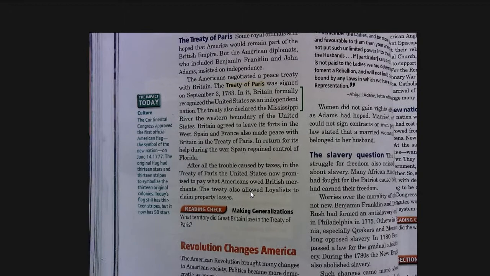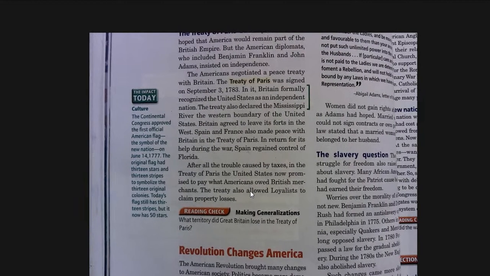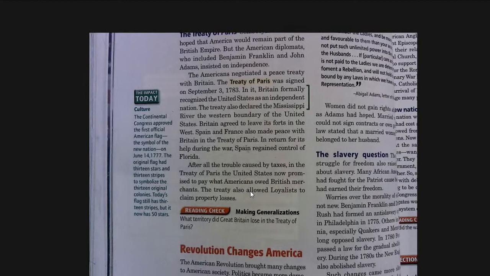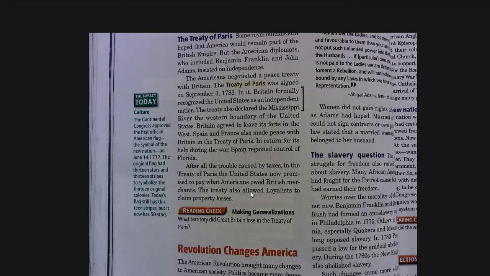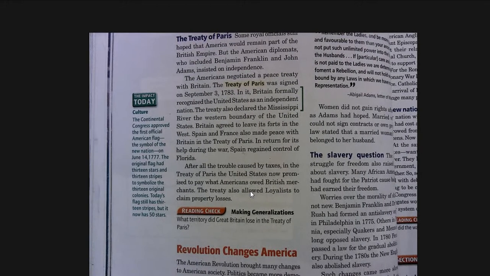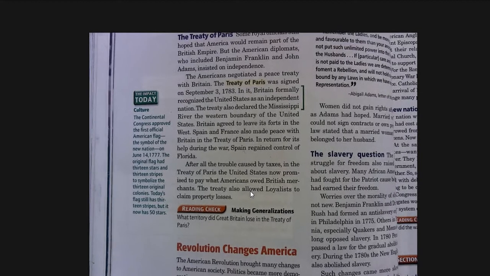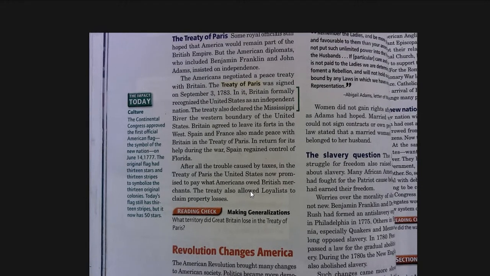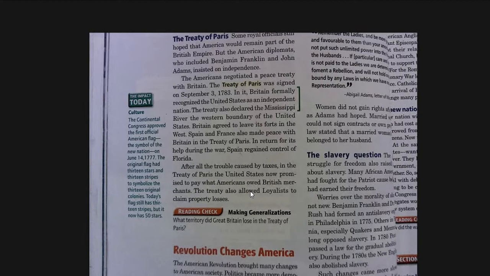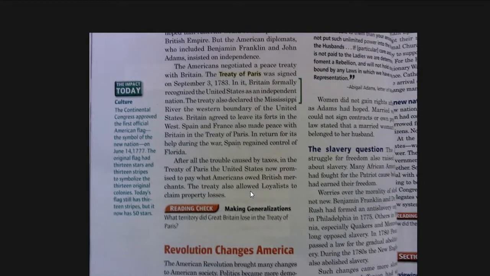Britain agreed to leave its forts in the west. Spain and France also made peace with Britain in the Treaty of Paris. In return for its help during the war, Spain regained control of Florida. After all the trouble caused by taxes, in the Treaty of Paris the United States now promised to pay what Americans owed to British merchants. The treaty also allowed loyalists to claim property losses.